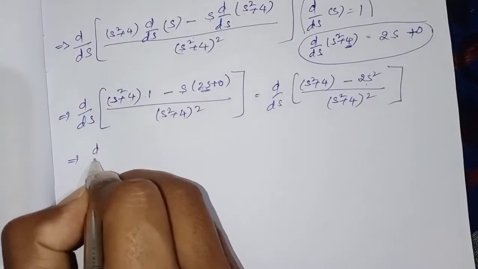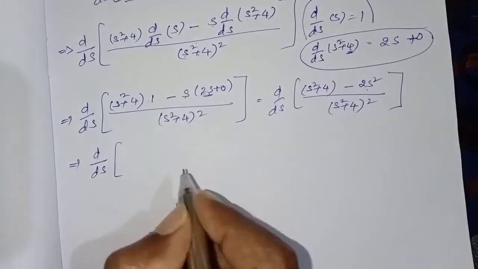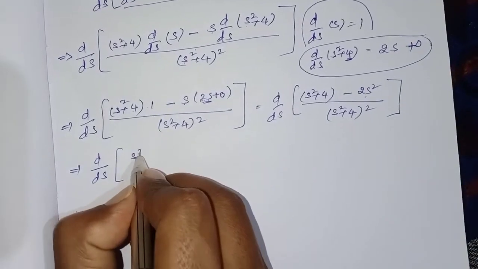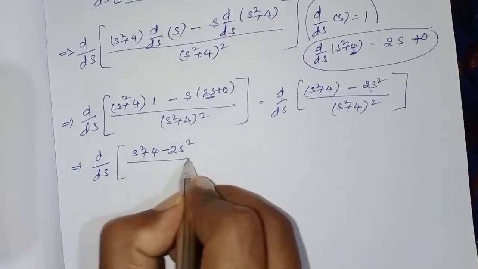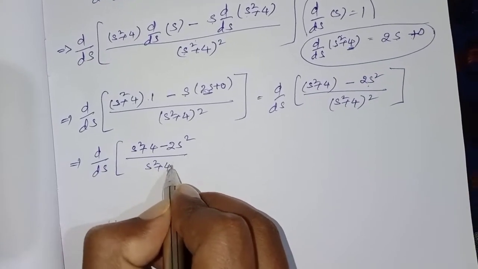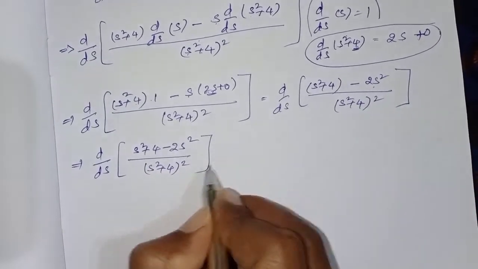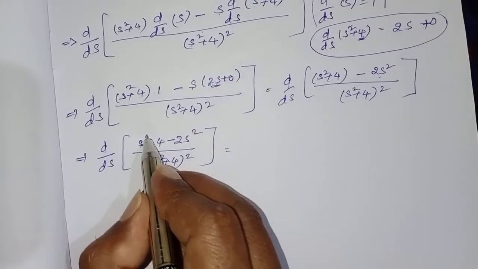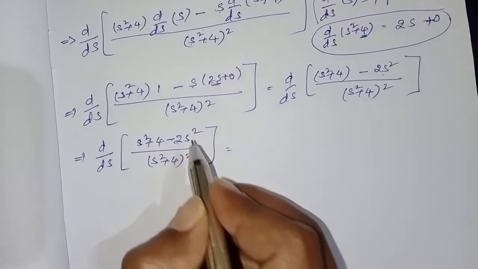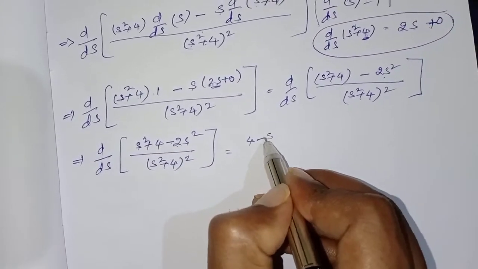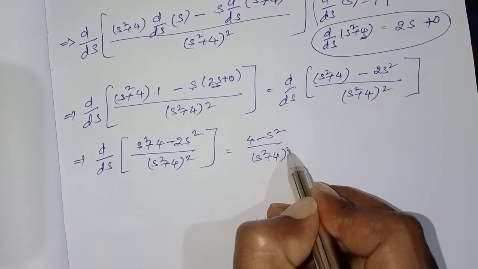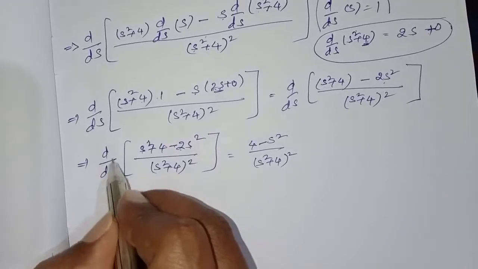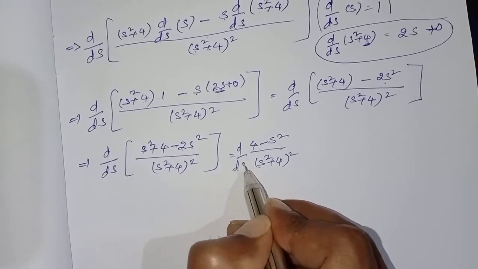Now d by ds of s square plus 4 minus 2s square by s square plus 4 whole square, which is equal to, here is s square, here is minus 2s square, so 4 minus s square by s square plus 4 whole square. This has differentiation, so d by ds.